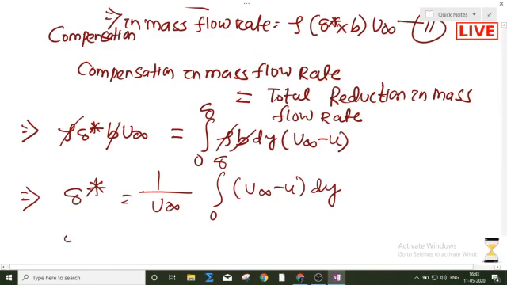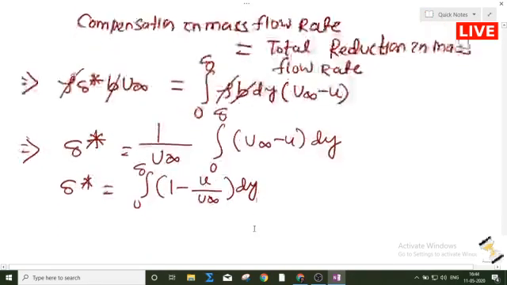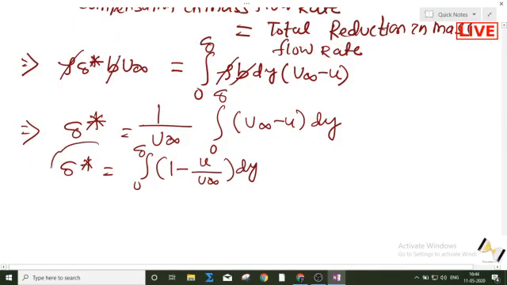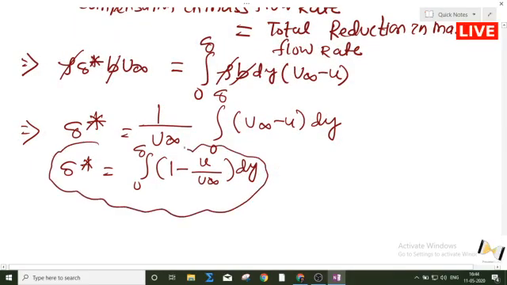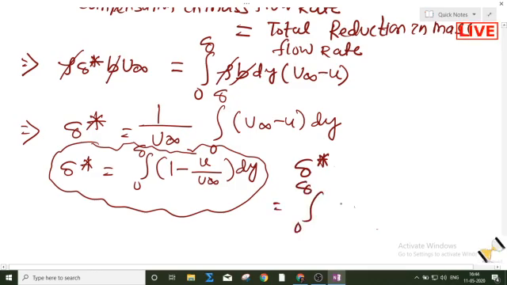Rewriting this equation, delta star will be equal to the integral from 0 to delta of (1 minus u by u infinity) dy. This is called my displacement thickness. You can get a numerical on displacement thickness in your exam. Again, the formula is the integral from 0 to delta of (1 minus u by u infinity) dy.